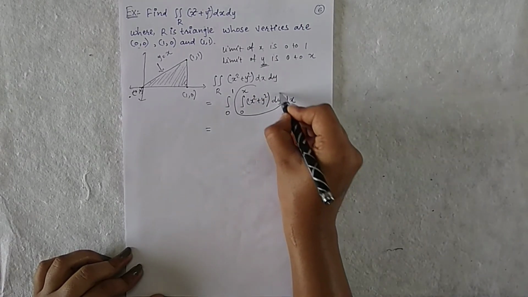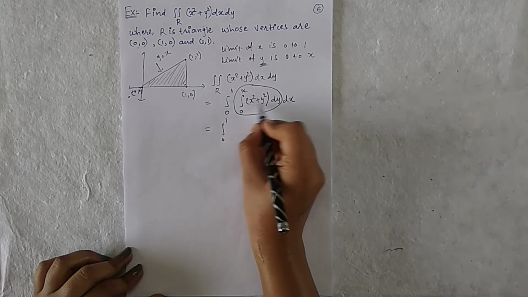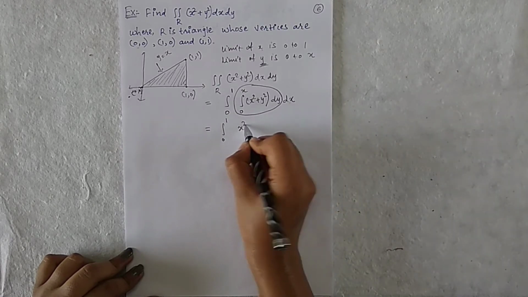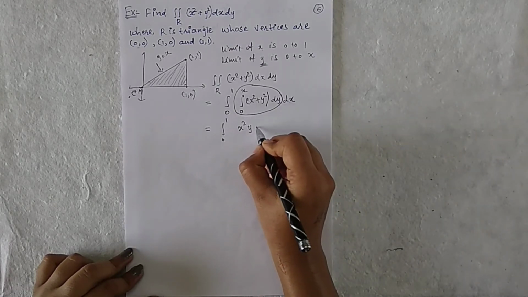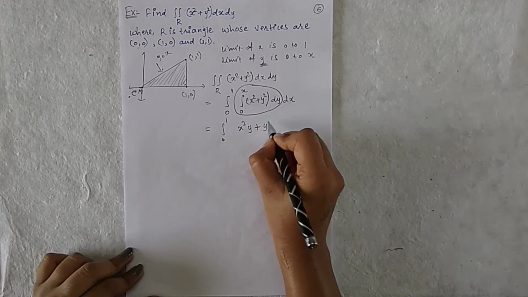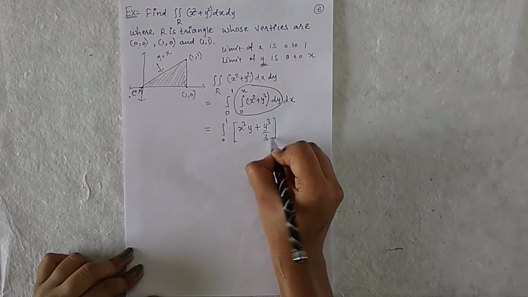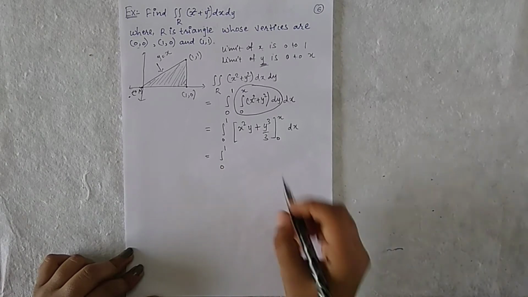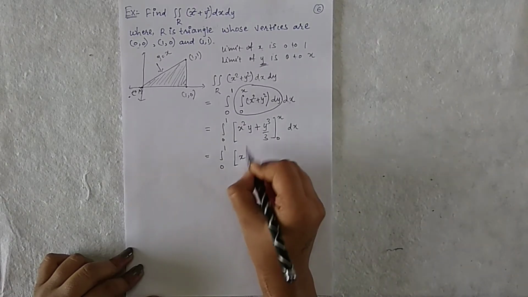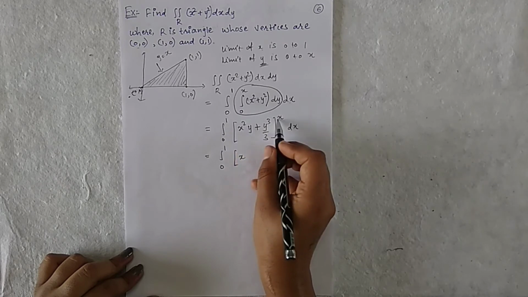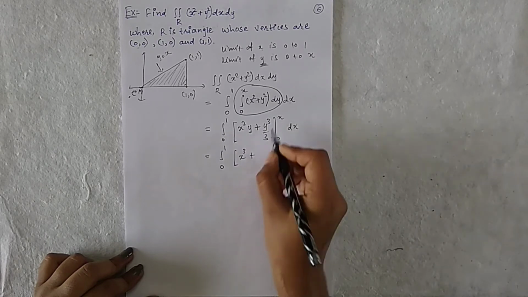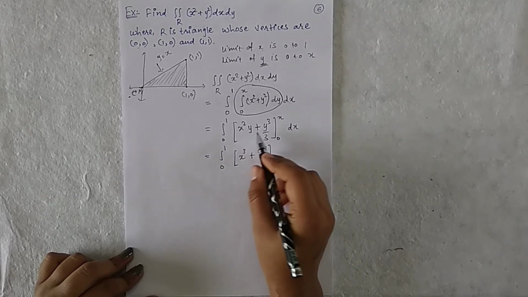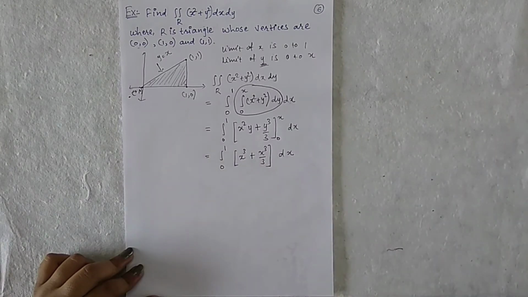So first integration, 0 to 1. When we are integrating with respect to y, x is constant, so x square is constant, and the integration of a constant is y, plus the integration of y square is y cube by 3, and put the limit 0 to x, dx. So is equal to 0 to 1. Put y is equal to x. So x square is already here and x, so all becomes x cube, plus here x cube by 3, and when you put 0 all become 0, dx.